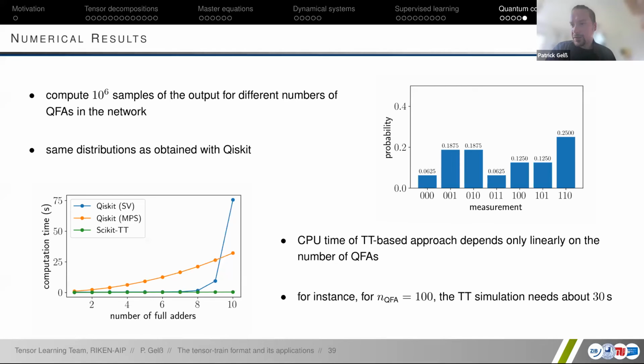We computed 1 million samples for different numbers of QFAs in our network. We saw that we get the same results as Qiskit, which we expected because this is an equivalent approach. But we also saw that our CPU time is much lower than the time Qiskit needs, even if we use its integrated MPS simulator. We only have a small linear dependence on the number of QFAs, and an exponential dependence in the case of Qiskit. For example, for 100 QFAs, which is nearly 400 qubits, I think we only need 30 seconds to sample the probability distribution.